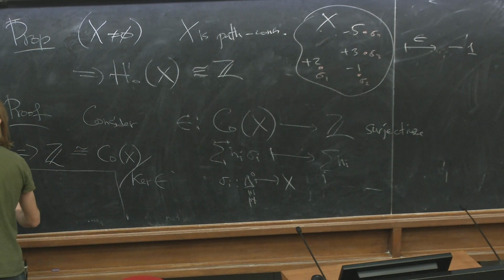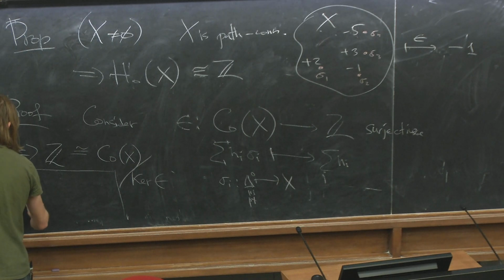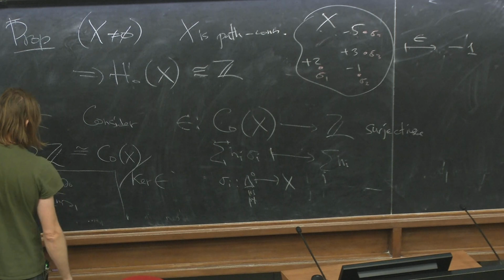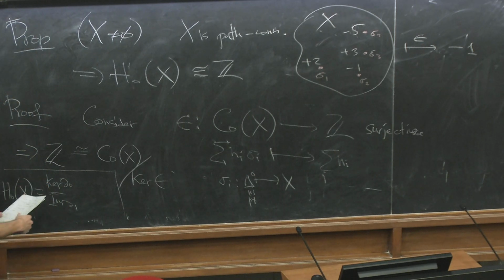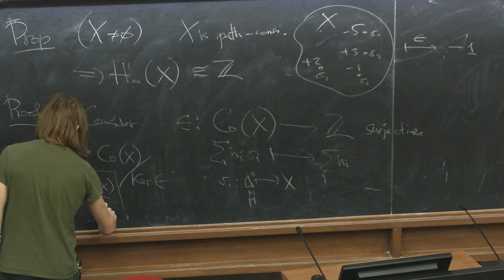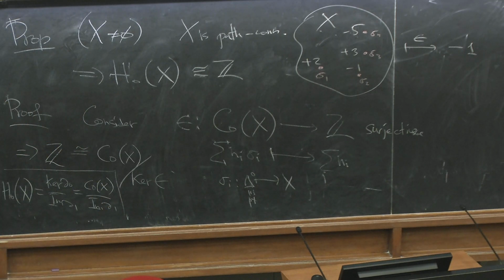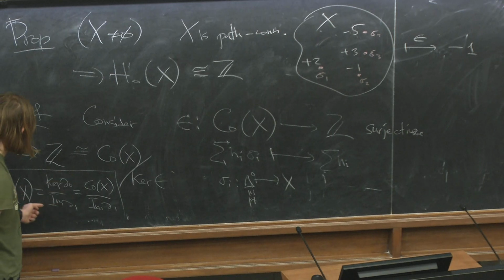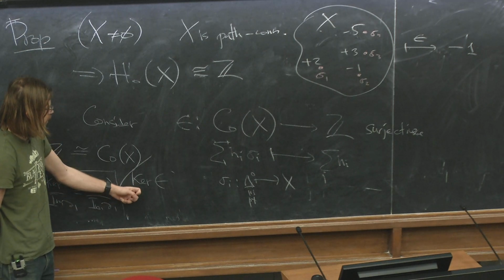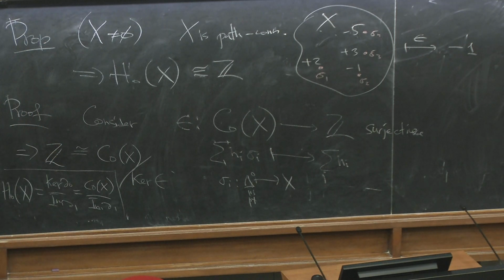But on the other hand, we know that by definition, H0 of x is a quotient of the kernel of D0 with respect to the image of D1. But D0 just acts trivially, so the kernel of D0 is the whole C0 of x. So H0 is just a quotient of C0 of x with respect to the image of D1. Therefore, to show that H0 of x is isomorphic to Z, it's enough to show that the image of D1 is the same as the kernel of epsilon. To show this, then we are done.